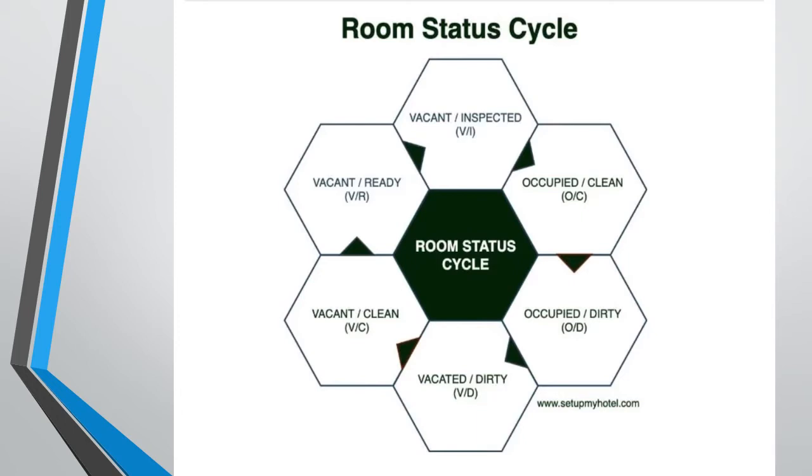After the housekeeping team member services the room, the room status goes from Vacant Dirty to Vacant Clean, where the housekeeping supervisor needs to check the room. After that, the room will move to Vacant Ready or Vacant Inspected status, ready for sale to front office. The same cycle will continue.